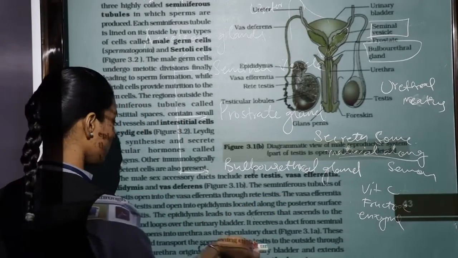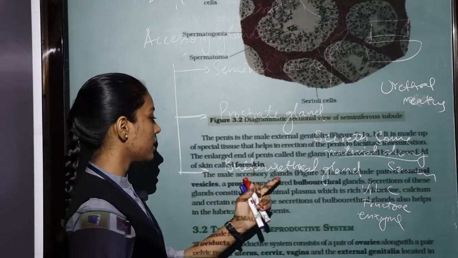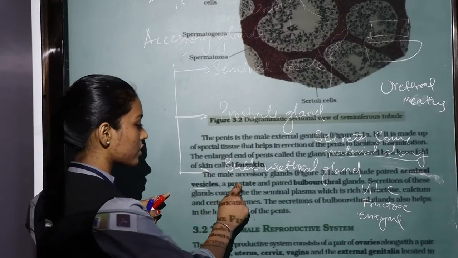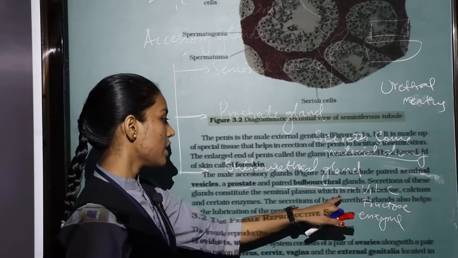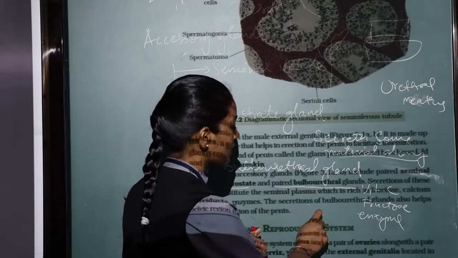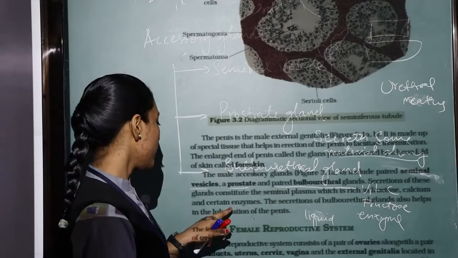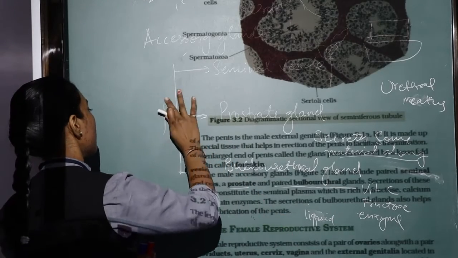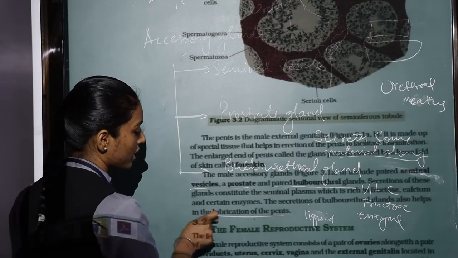Next we will see the functions. The male accessory glands that we have seen in the figure include the paired seminal vesicles, the prostate, and a pair of bulbourethral glands. The secretion of these glands constitutes the seminal plasma, which is rich in fructose, calcium, and certain enzymes. This helps in formation of a liquid material; the fluid is because of the secretions of the glands. The secretion of the bulbourethral gland also helps in lubrication of the penis, for the active release of the sperm out of the male reproductive part.